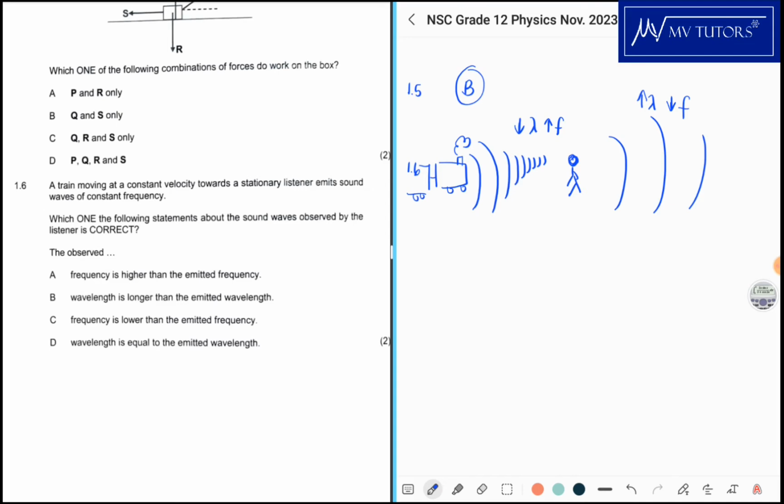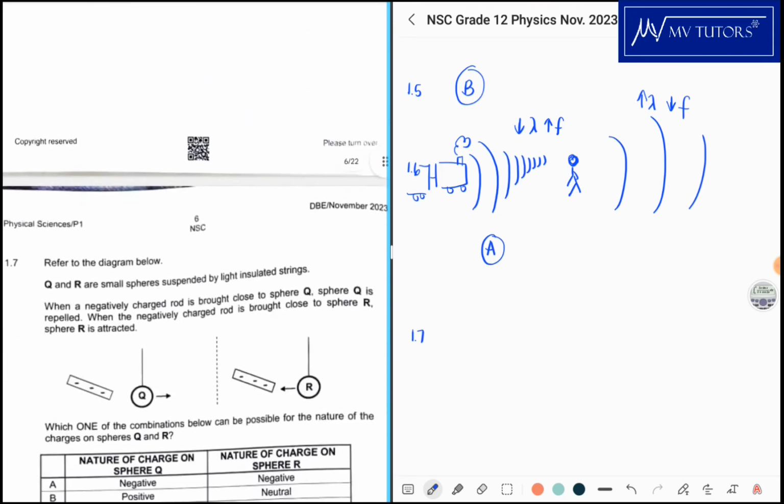So here, the frequency is high, the wavelength is low. So A, frequency is higher than the emitted frequency, yes. B, wavelength is longer, no. Frequency is lower, no. Wavelength is equal, no. So A here would be our correct answer.